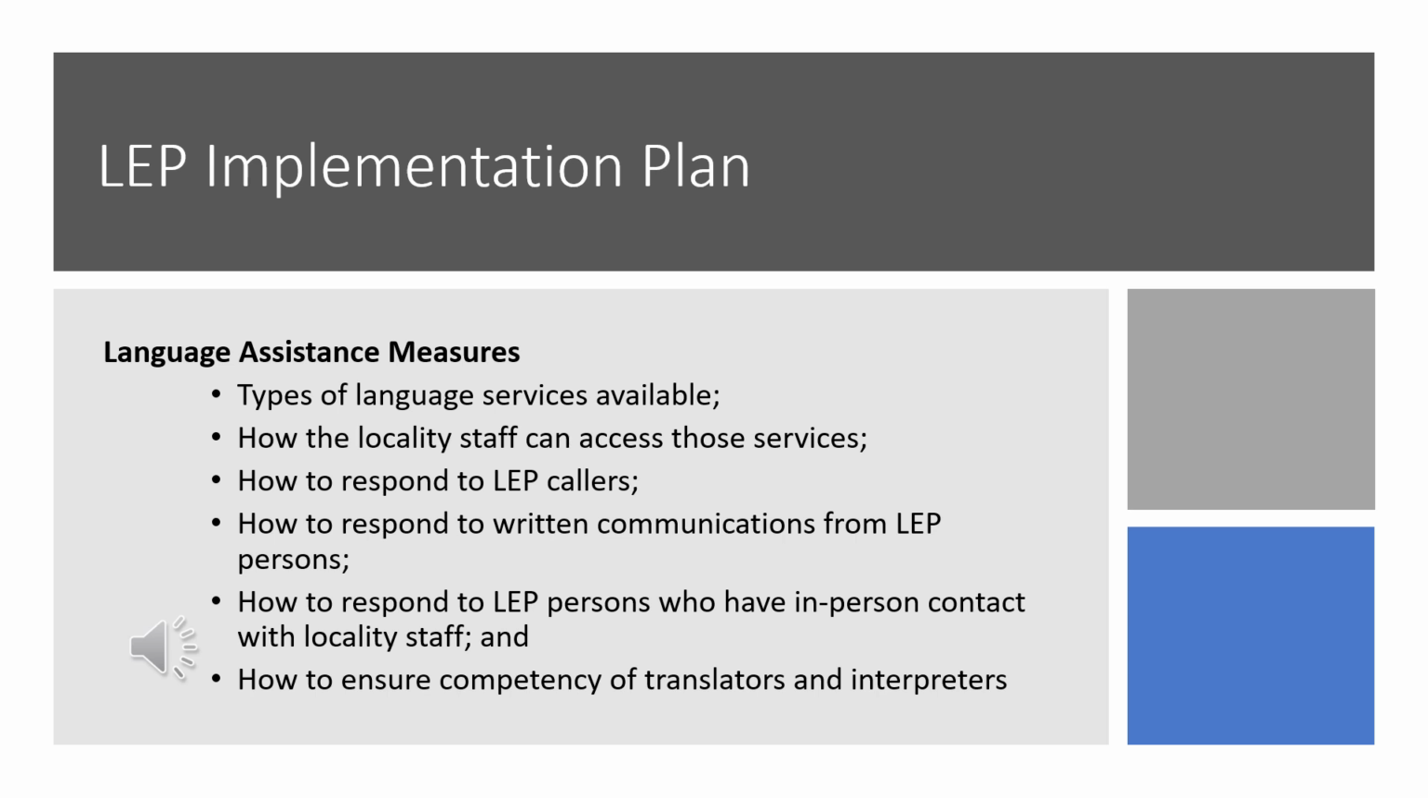An LEP implementation plan should describe the language assistance measures that the agency intends to provide. It should describe the types of language services that are available, how the staff of the agency can access those services, how they ought to respond to LEP callers, and how to respond to written communications from LEP persons, how to respond to LEP persons who have in-person contact with staff of the local agency, and then also how to ensure the competency of translators and interpreters.